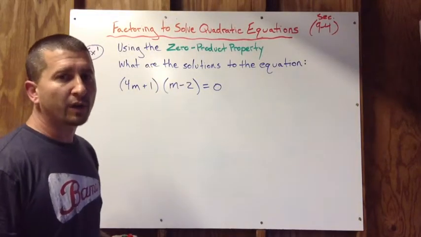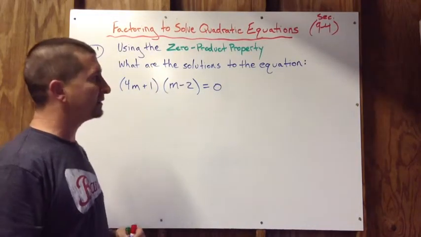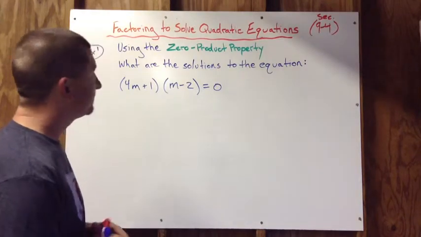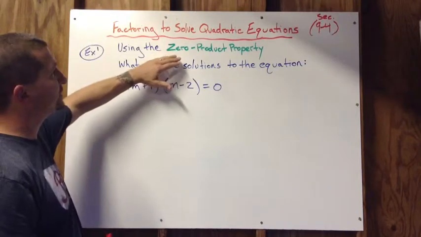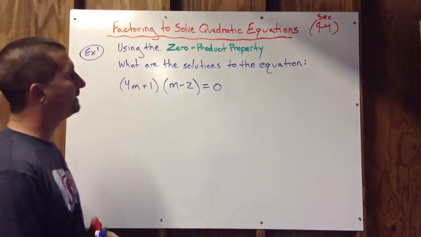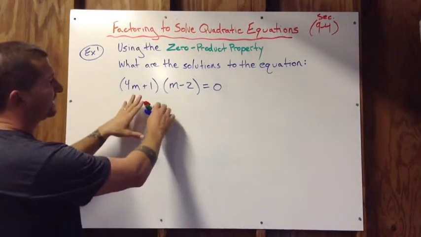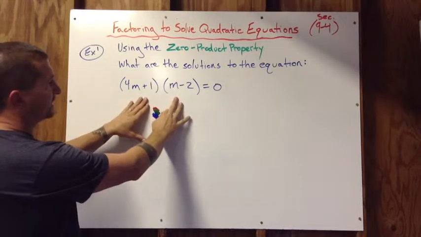We're going to be solving quadratic equations using factoring in this section. I'm going to show you a few different ways to do that. The first way we're going to do it is use the zero product property in order to find out the solutions for this equation.